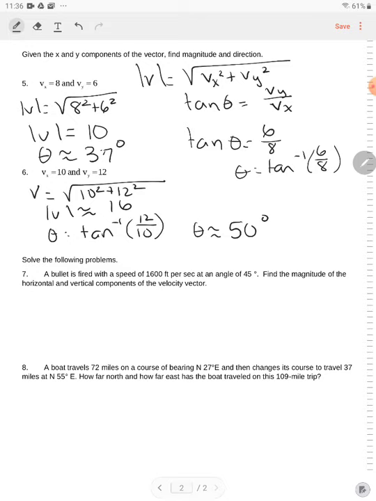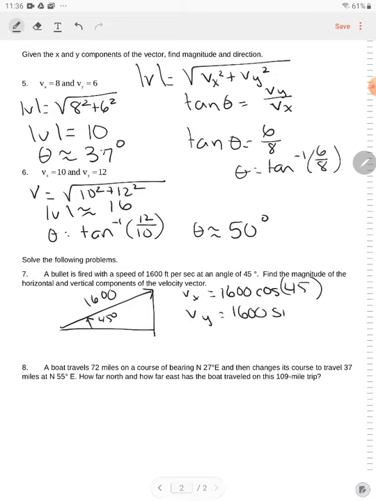A bullet is fired with a speed of 1,600 feet per second and an angle of 45 degrees. Find the magnitude of the horizontal and vertical components. So this is what we have. My angle is 45 here. The bullet is being fired at 1,600 feet per second. So Vx is equal to 1,600 cosine 45, and Vy is equal to 1,600 sine of 45.